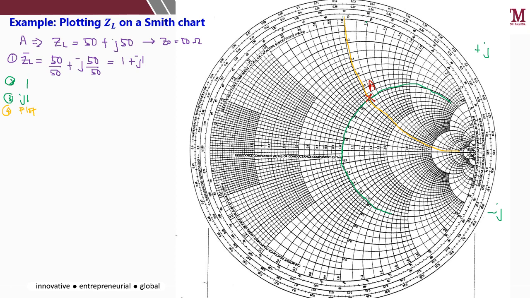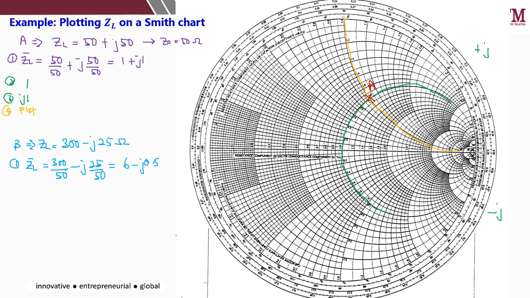Okay, let's look at example B. So you have ZL equal to 300 minus j25 ohm. So again, the first step, you need to find the normalized ZL equal to 300 divided by 50 minus j25 divided by 50. So you got 6 minus j0.5.